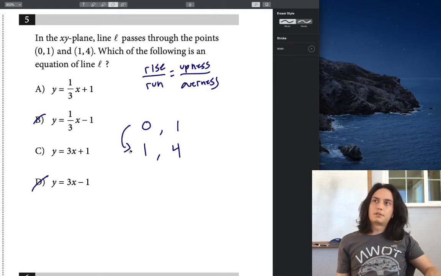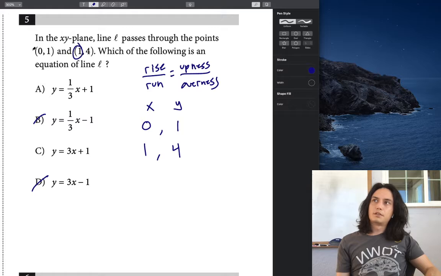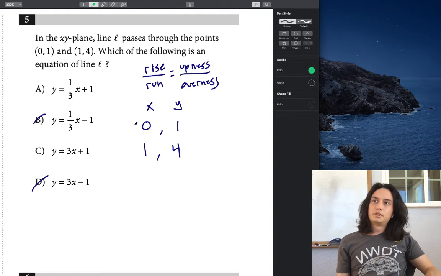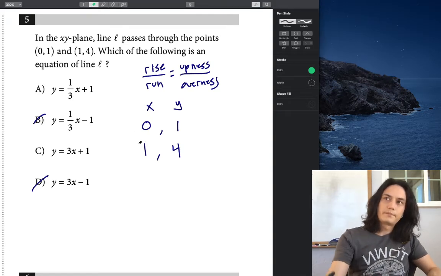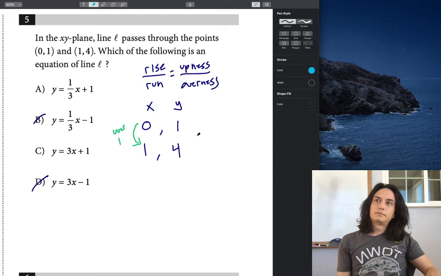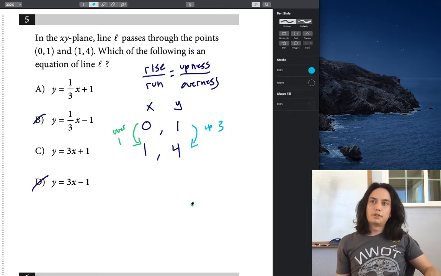Well, what happens between these 2 points? I'll label this. This is x, this is y. This is the x coordinate here. These are 0 and 1. And then the y coordinates are 1 and 4. So we're asking, how far is it going to go over? Well, it's going to go over 1. How much is it going to go up? It's going to go up by 3. Why? Because it's going from 1 up 3 to 4. There's 1, 2, 3, 4.